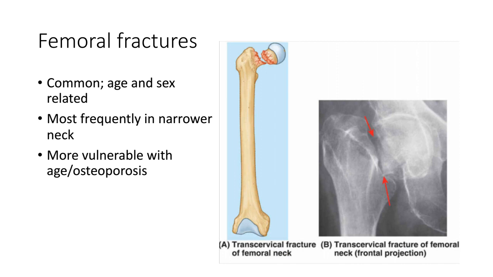Fractures of the femur are common and are a lot of times age and sex related. Fractures of the femur occur most frequently in the narrower neck region, and it's definitely more vulnerable with age and osteoporosis. Here you can see a diagram of the femoral fracture, and then over here you can see an x-ray of the femoral fracture too. You can see that radiolucent line indicating a fracture.